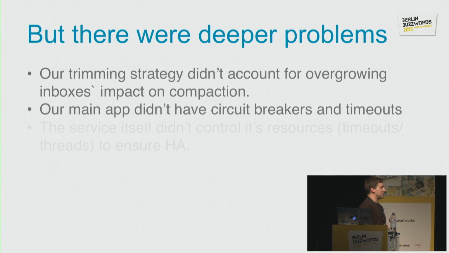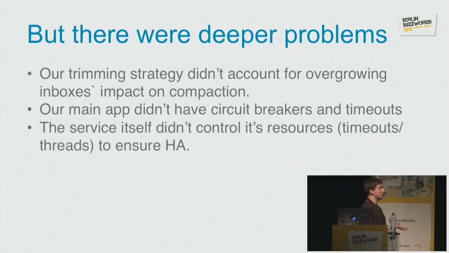But there was a more fundamental problem. Our main app didn't have circuit breakers, so when the service was slow to respond, it waited for quite a long time, and the thread pool was exhausted, so we couldn't serve traffic. The service itself didn't control its resources, as in, when a request was running long, it would run for however long it had to. Maybe 10 seconds, I think that's the default for Cassandra. It's probably about 10, 20 seconds because I think the DataStax driver gives a second try. So with 20 seconds per request, it was easy to exhaust its thread pools and back up requests in the request queues.